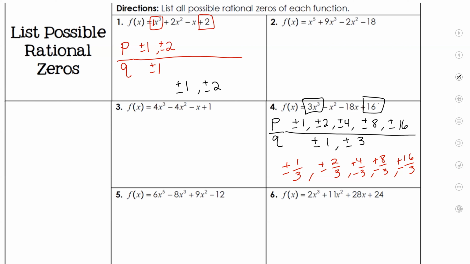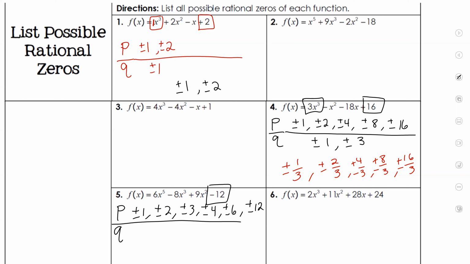Okay, we'll do another example. I'll do number 5. We're going to list the possible zeros. We do this by doing p over q. So let's list the factors of -12. Can you guys help me? 1, 2, 3, 4, 6, and 12. And the negative versions of those as well.